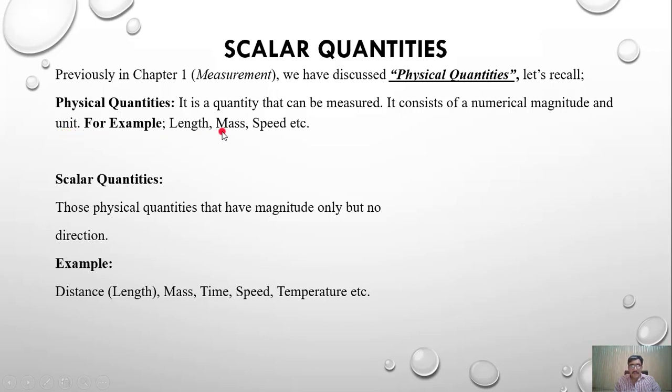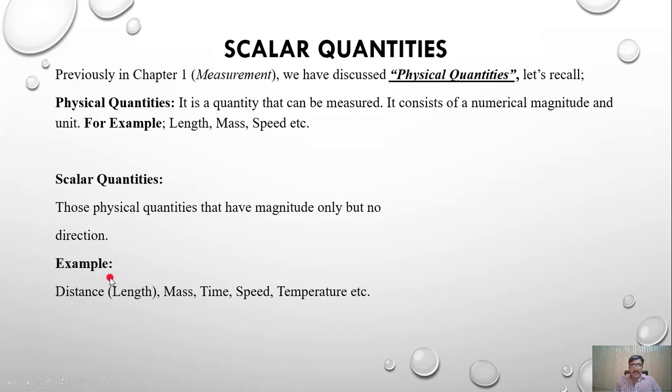In the same way, mass is also a physical quantity and speed is also a physical quantity. So, scalar quantities are those physical quantities that have magnitude only. In this, you are not having any direction. You will only have numerical magnitude. Such quantities are known as scalar quantities.